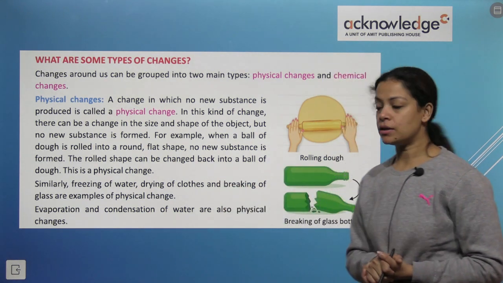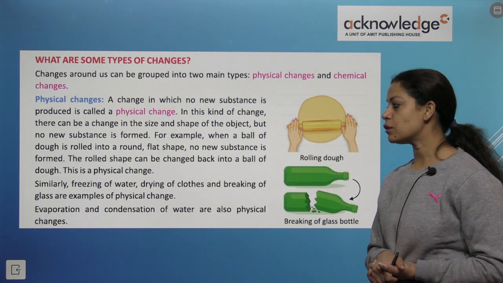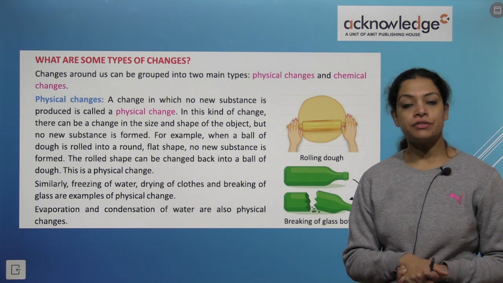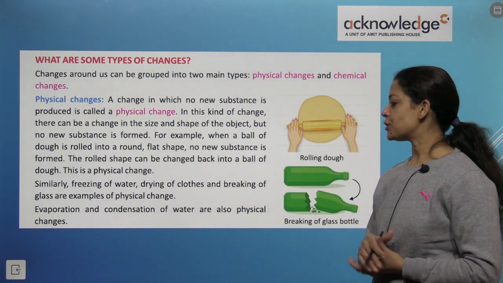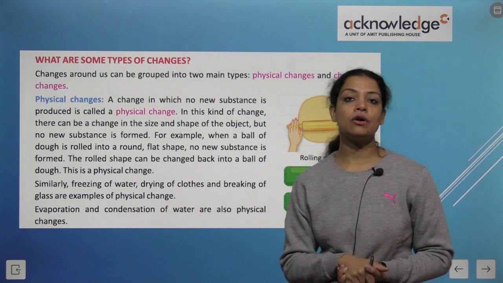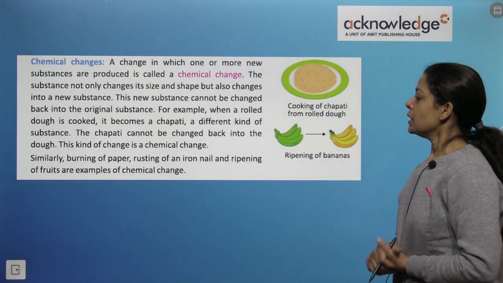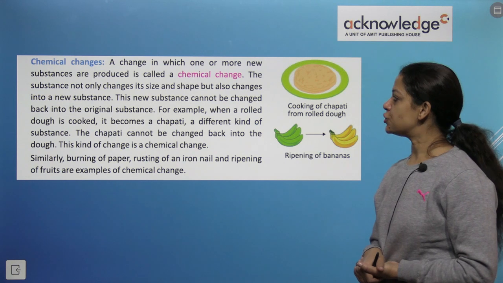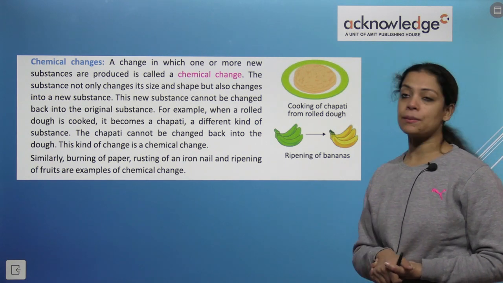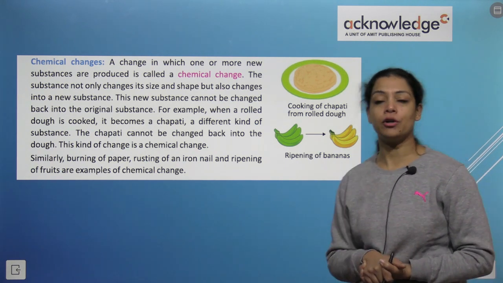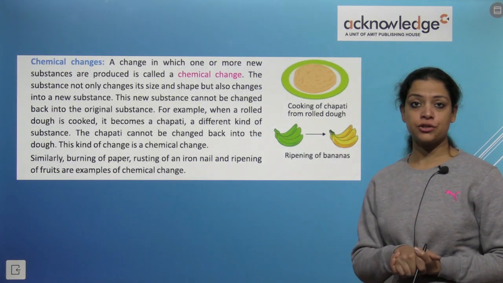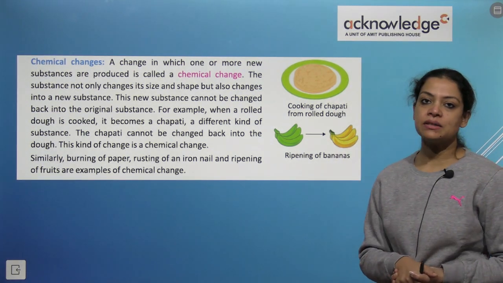Similarly, freezing of water, drying of clothes, breaking of glass, they are examples of physical changes. Now, evaporation and condensation of water are also physical changes. Now, coming to chemical changes, a change in which one or more new substances are produced. Where a new formation happens, a new production happens, that is called a chemical change.